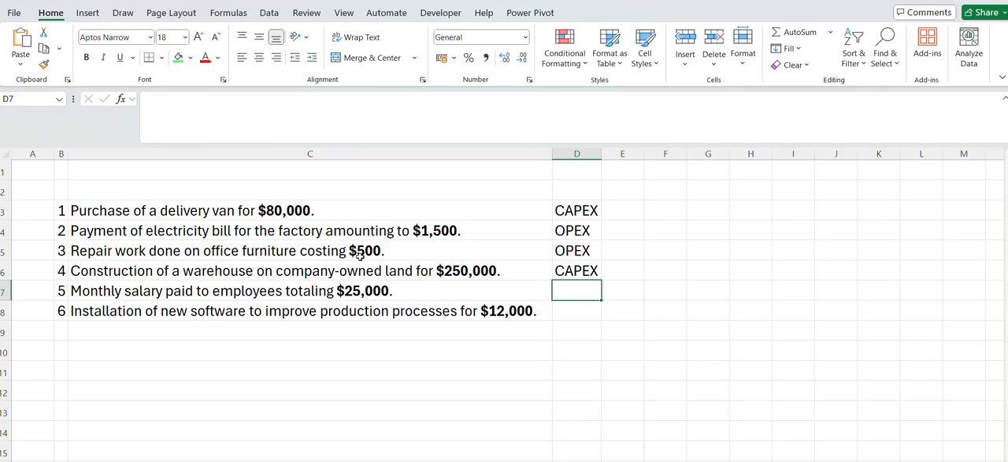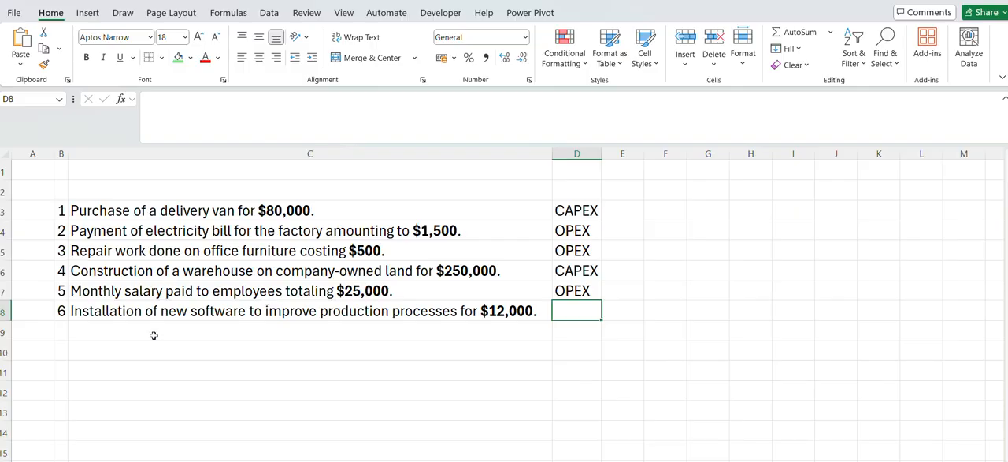And then we have monthly salary paid to employees totaling 25,000. So salaries, this is what? Day-to-day, it is a cost that we pay to meet the day-to-day needs of the organization. Okay, the organization cannot run without the wages and salaries or employees. So this again is what? OPEX.